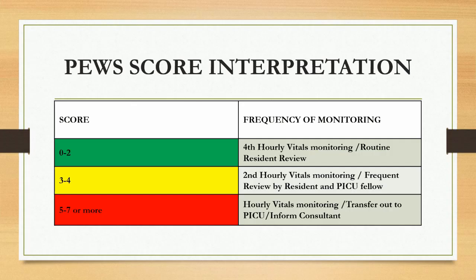So let's see the PEWS score interpretation. If the score is 0 to 2, the baby needs 4th hourly vitals monitoring and routine resident review. If the score is between 3 to 4, the baby needs 2nd hourly vitals monitoring and frequent review by the resident or PICU fellow. If the score is between 5 to 7 or more than that, the baby needs hourly vitals monitoring. Better to inform the consultant and transfer the baby to PICU.